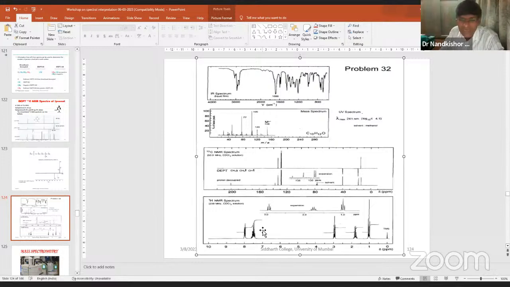Now from the C13 as well as the proton NMR, you can easily work out which one is a triplet, which one is a quartet, and which one is a multiplet by looking at the expansion spectrum.